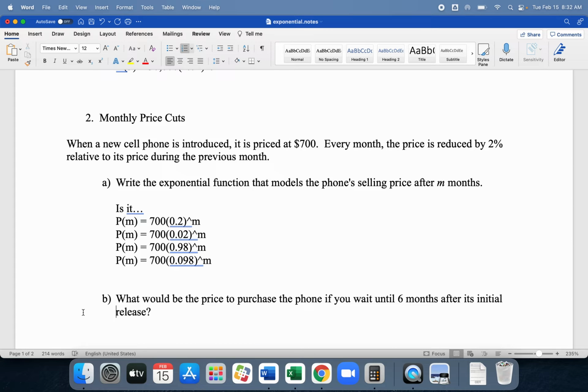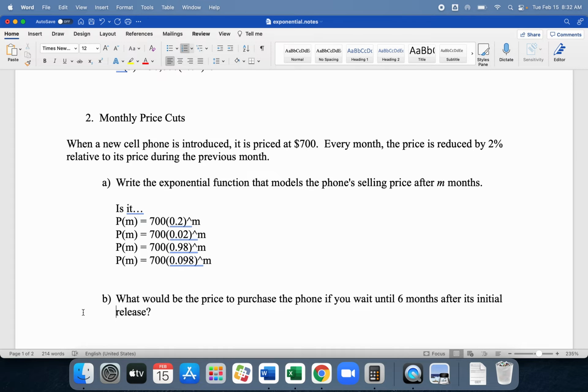So this one is a price cut situation, so I need something that's decreasing. So I know I'm going to be multiplying repeatedly, since it's a percentage here, a percentage decrease. I'm going to multiply repeatedly by something less than 1.